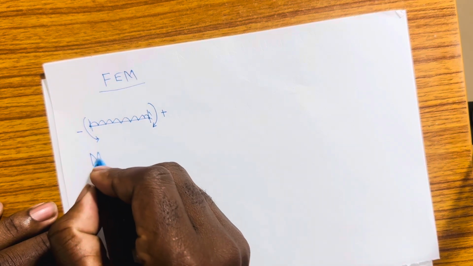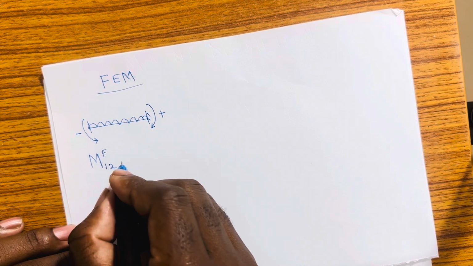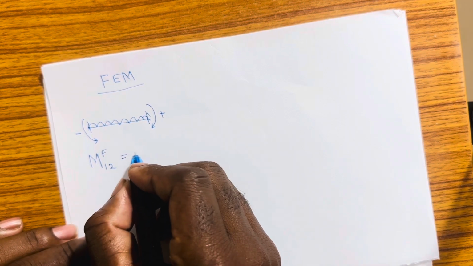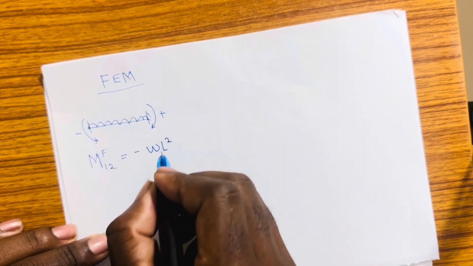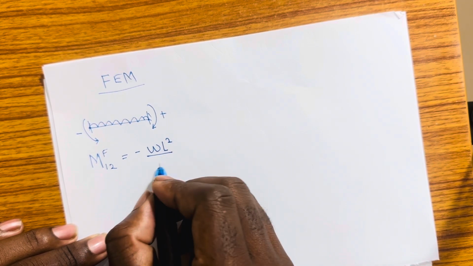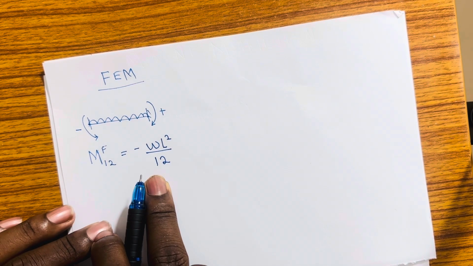Fixed end moment. MF 1, 2. I am moving from the first joint to the second joint. That means it's the first one. So this has the formula minus WL square out of 12. Mark this. I said each step I will give you the formula or what to do. So this is what we take in this case.